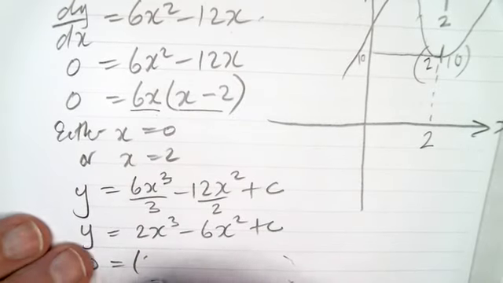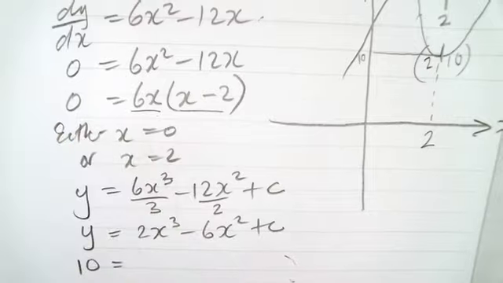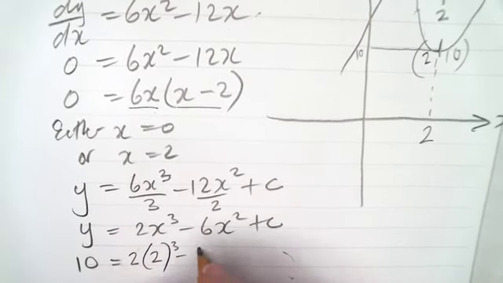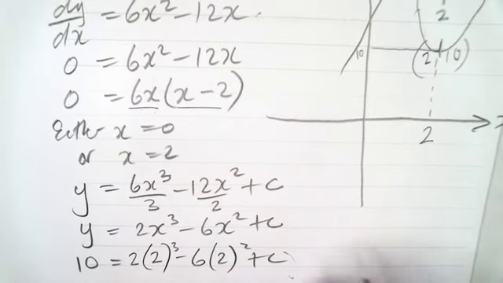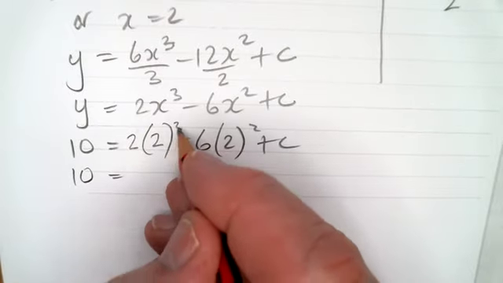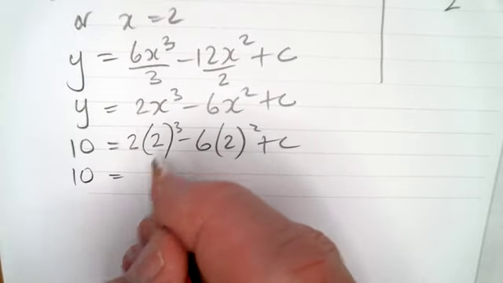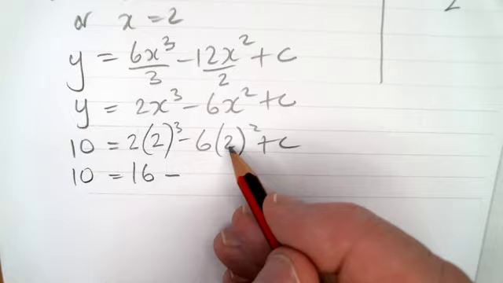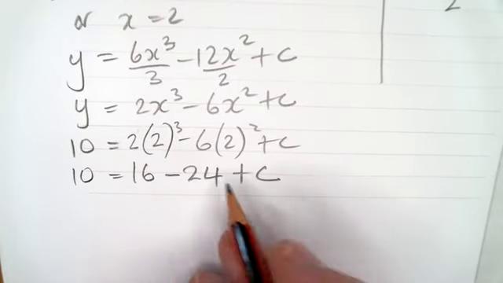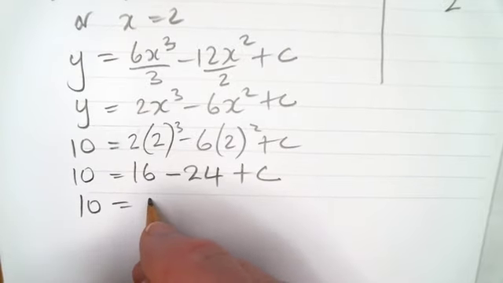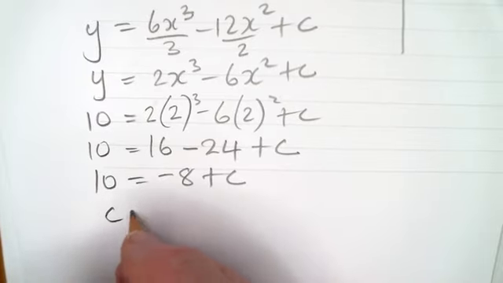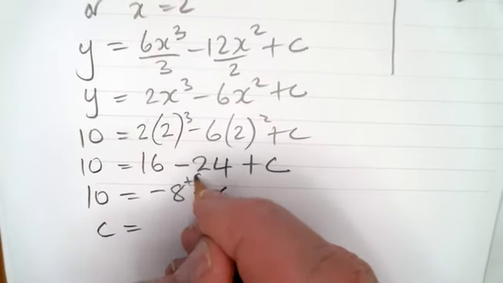So I might just rewrite that slightly. It's going to be 2 times 2 cubed minus 6 times 2 squared plus c. And so where do we land there? So 10 is equal to, well, 2 cubed is 8, 2 8s are 16, minus 2 squared is 4, 6 4s are 24, plus c. 16 minus 24 is negative 8, so 10 is equal to negative 8 plus c. So that means that c is going to equal, I'm going to add 8 to both sides, 18.